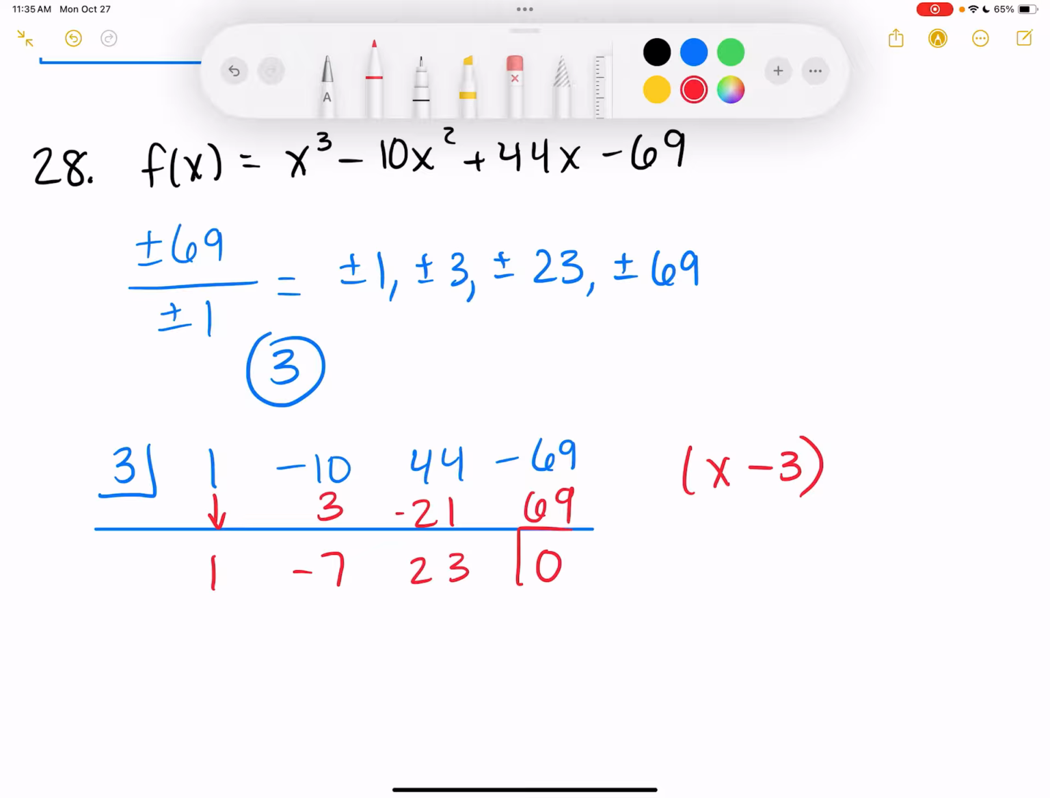Now, are there any other places where it looks like it crosses? No. So that means that I know that this ultimately should have 3 zeros, right? They just don't all have to be real. So I need to find the other ones. So this was x cubed. This is now x squared. So I've got x squared minus 7x plus 23.